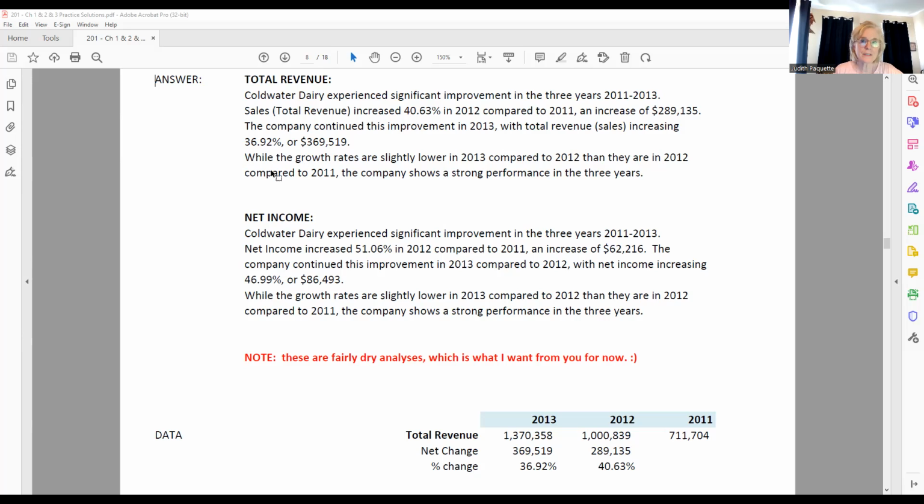Now, in your summary statement, you're acknowledging that the growth rate has slowed down: while the growth rates are slightly lower in 2013 compared to 2012 than they are in 2012 compared to 2011, the company shows strong performance in the 3 years. That's what I want to see. So your thesis statement for the income statement is going to say overall the income statement was better, worse, neutral, whatever. Then you start giving me the important evidence, and in your summary statement, you call out your conclusion.